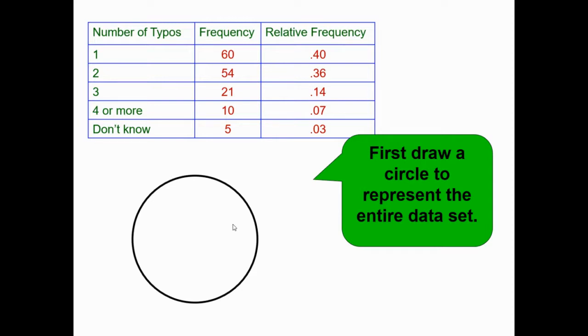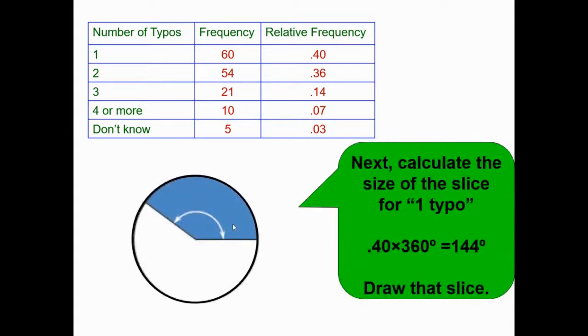144. So we would use, I'm not going to make her use a protractor here, but we would use a protractor to make sure our slice is 144 degrees.